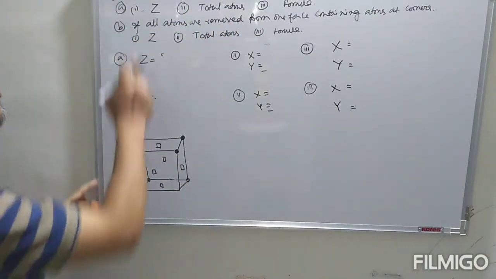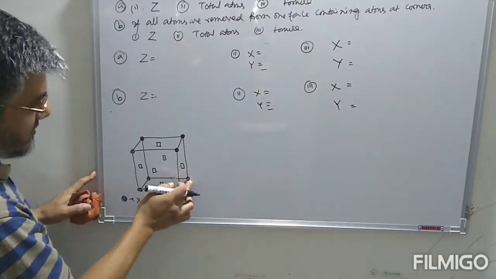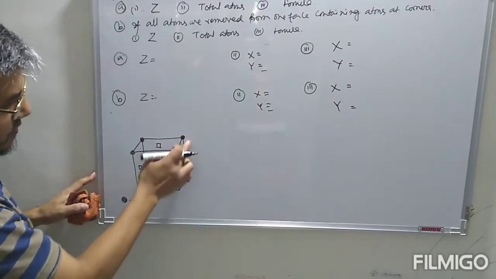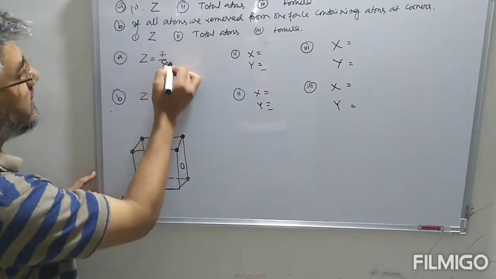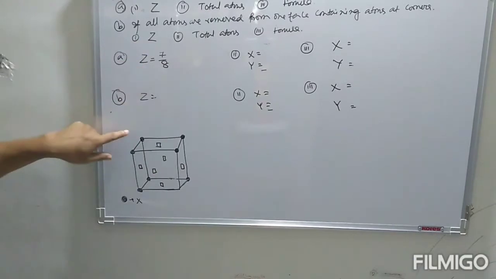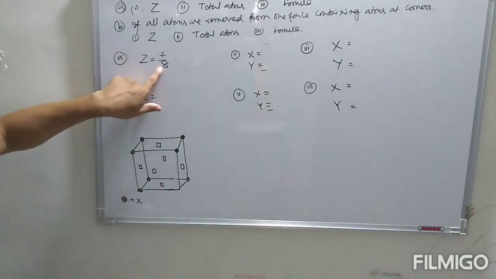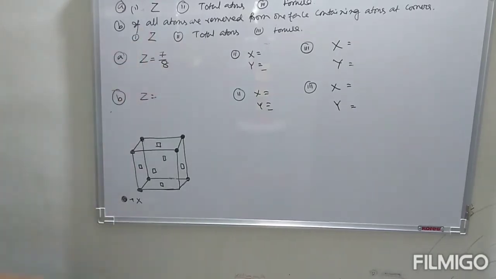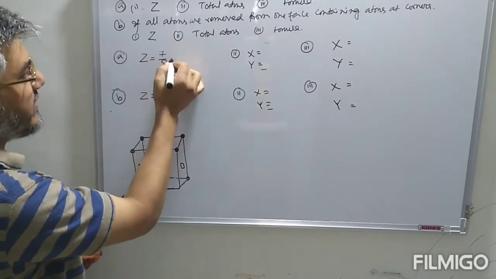Then what is the effective number of atoms? So we have X. How many X? 1, 2, 3, 4, 5, 6, 7. There are 7 corner atoms, as one corner atom is missing. And each corner contribution is 1 by 8. So the total effective number of atoms per unit cell for X is 7 by 8.